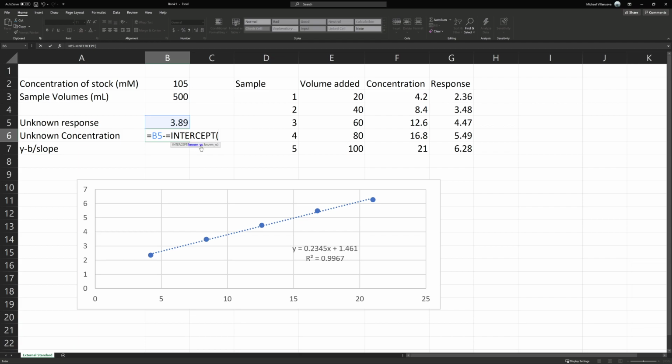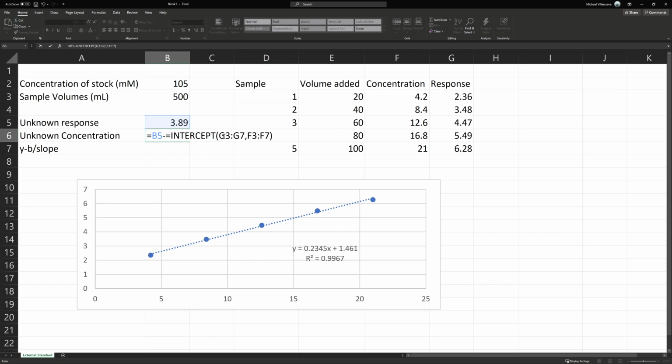And now look what it wants. The intercept function takes two variables, known y's and known x's. So we take our known y values, which are this, then add a comma. Now it wants the known x's. Our known x's are the concentration. And now we can close that in brackets. So far, we now have y minus b. This function is going to give us our y-intercept.